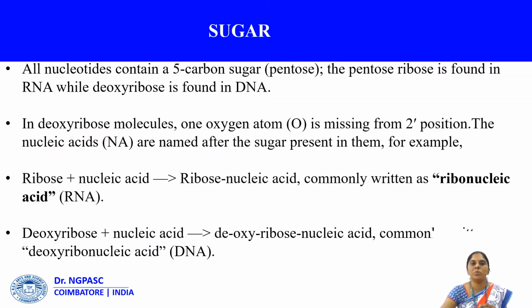So coming to the sugar molecule, the nucleotide contains a 5-carbon sugar, that is a pentose sugar. It will always contain only a 5-carbon sugar. If the pentose sugar is ribose, it is found in RNA, while in DNA it is deoxyribose sugar. Because of the presence of ribose sugar, it is called ribonucleic acid, and because of the presence of deoxyribose, it is called deoxyribonucleic acid.